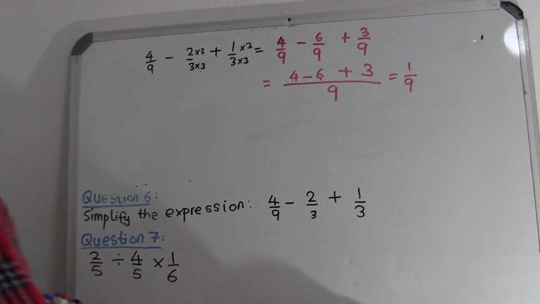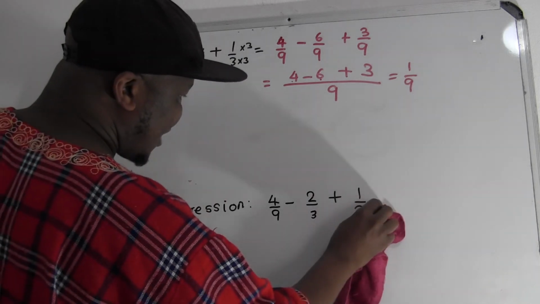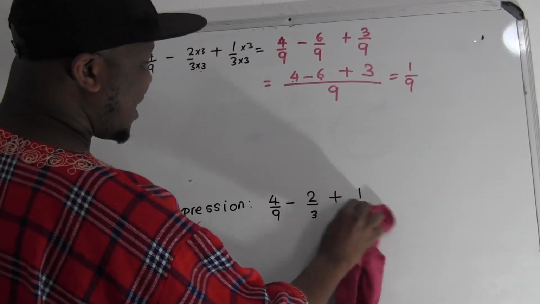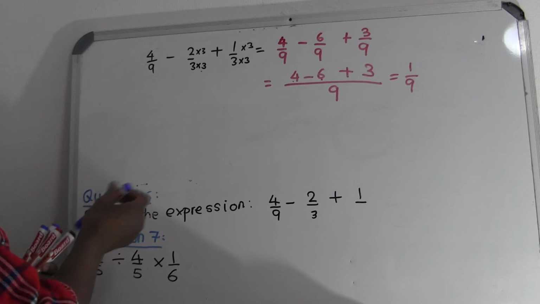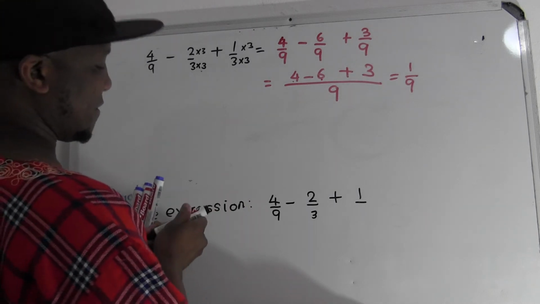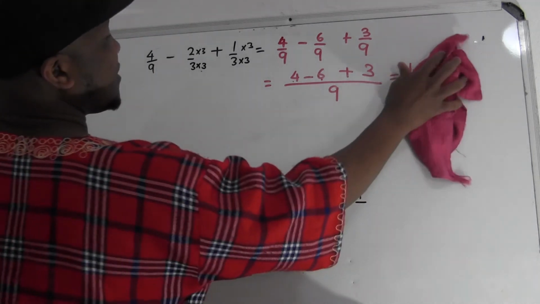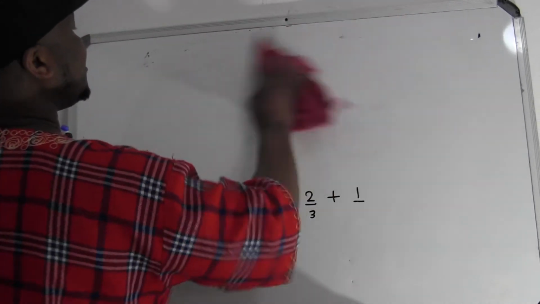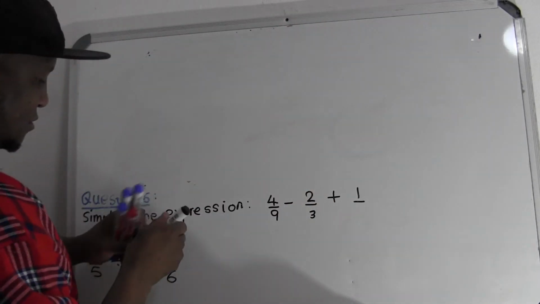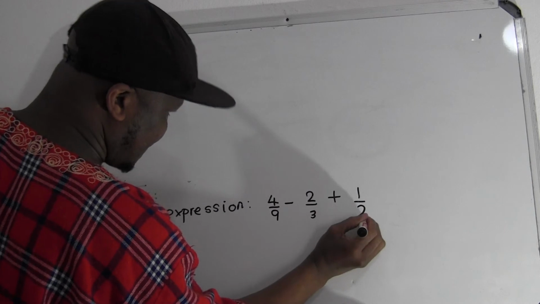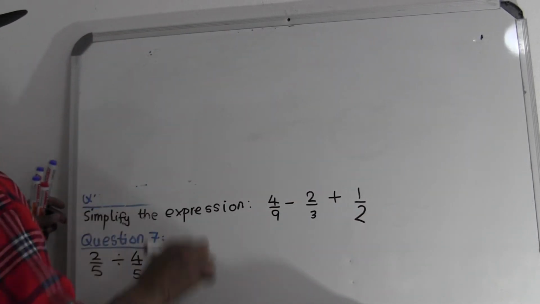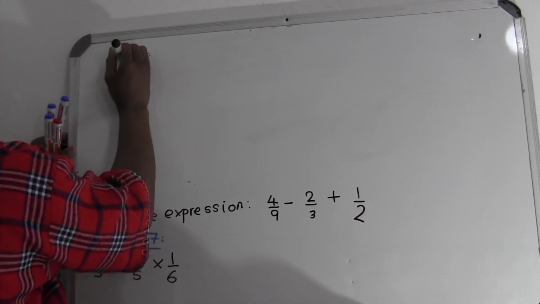So now let me challenge you. This was just an example. Let's take the actual example now. Let's do question number 6, the actual question number 6. Just erase this. This is question number 6, the actual question. Question 6 now.